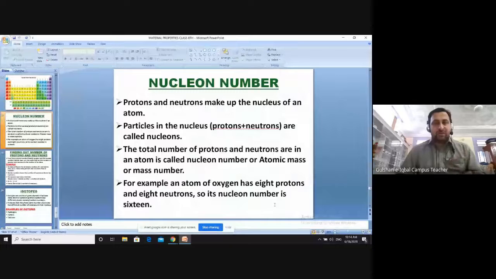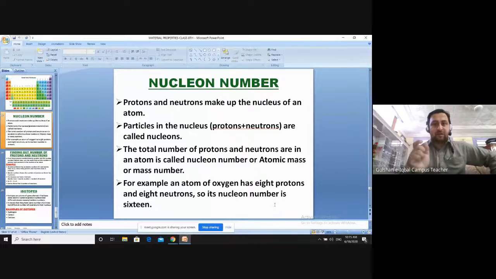So the nucleon number is the number of protons and neutrons present in the nucleus of the atom. So in the nucleus of the atom, what are present? Protons and neutrons are present. We will sum them up, we will add them, and the answer will be the nucleon number. For example, oxygen has 8 protons and 8 neutrons, so its nucleon number will be 8 plus 8, that is 16. Okay, so the nucleon number is present in the center of the atom, in the nucleus of the atom. It is made up of protons and neutrons.